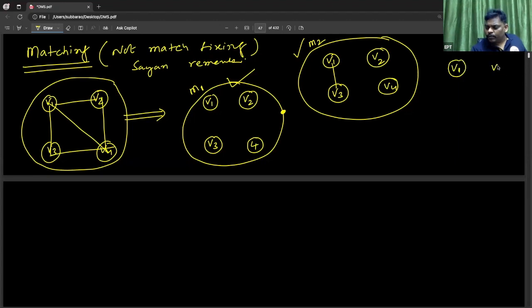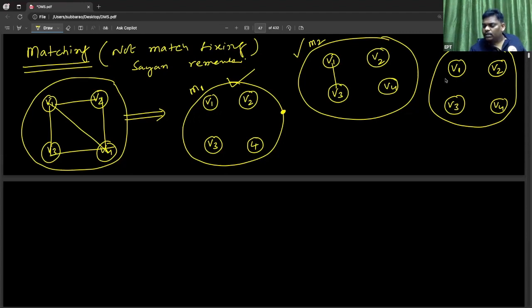V1, V2, V3, V4. First of all, it should be a subgraph. Yes, all right. One more condition: all vertices should be there. That is also okay. And one more: every vertex degree should be maximum 1. I think this is also a matching. Every vertex degree is maximum 1. It is also matching.